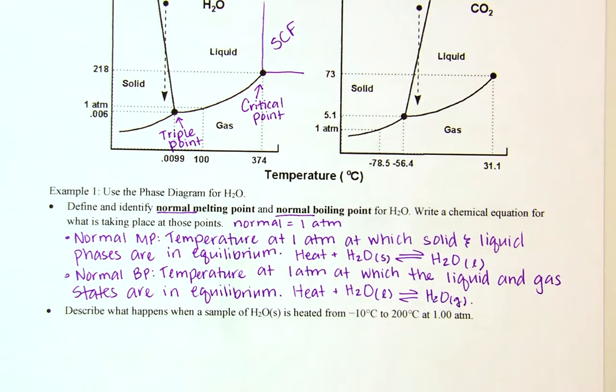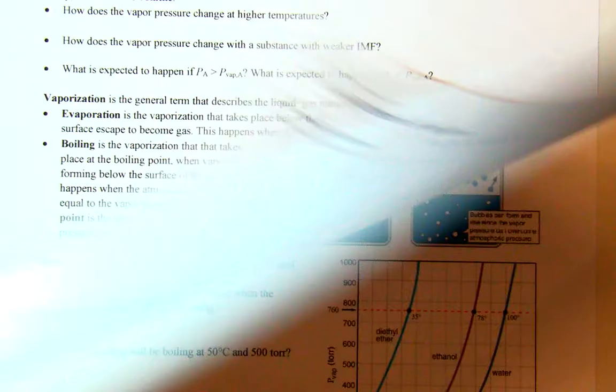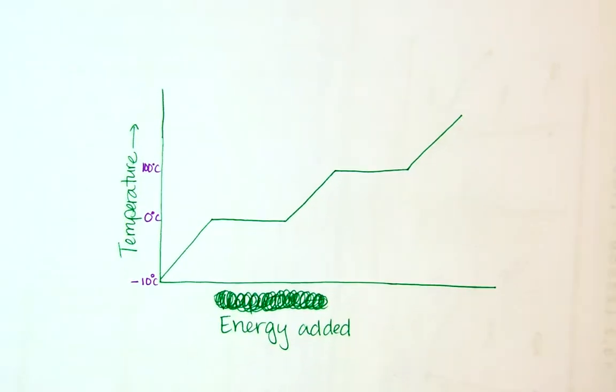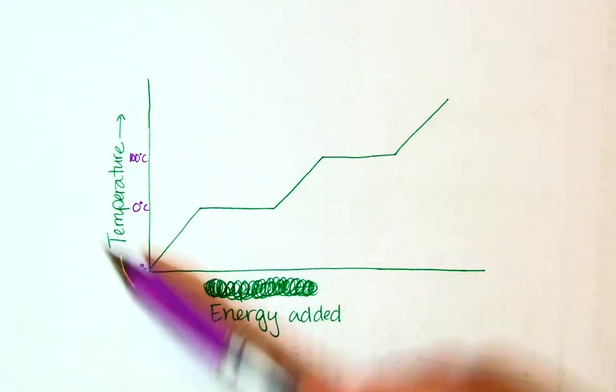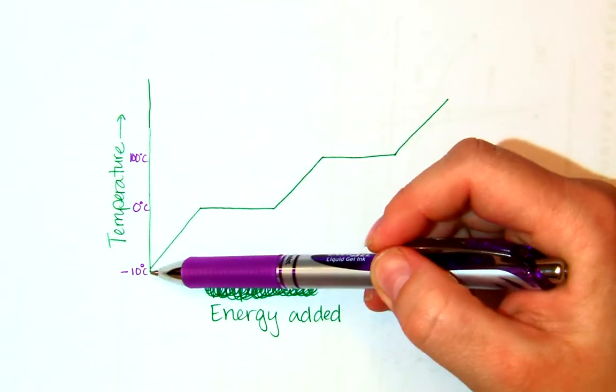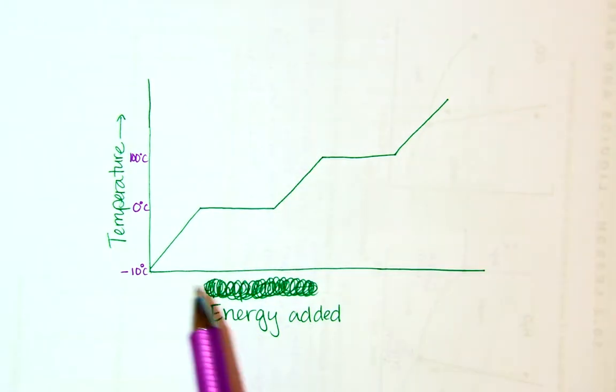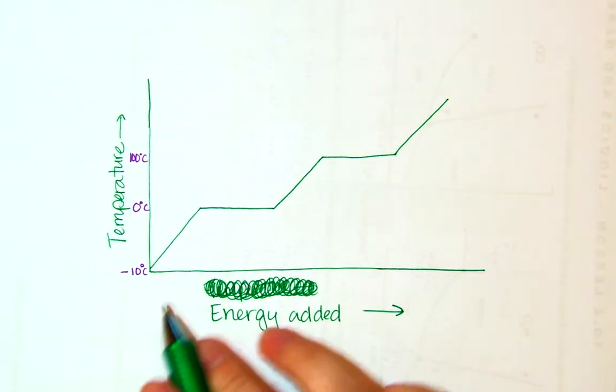Alright, next, describe what happens when a sample of water, solid water, is heated from negative 10 degrees Celsius to 200 degrees Celsius at 1 atmosphere. So I drew a diagram, a heating curve, to kind of explain this. So if we look at the y-axis, this is our increasing temperature. And I'm starting from negative 10 Celsius arbitrarily because that's what the question's asking us to do. And then along the x-axis, this is the amount of energy that the system now holds.